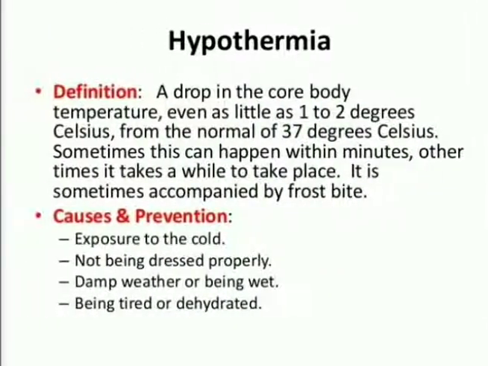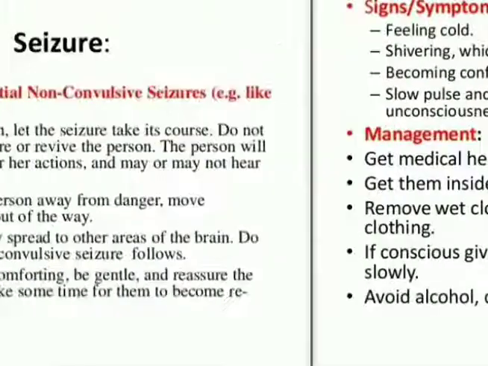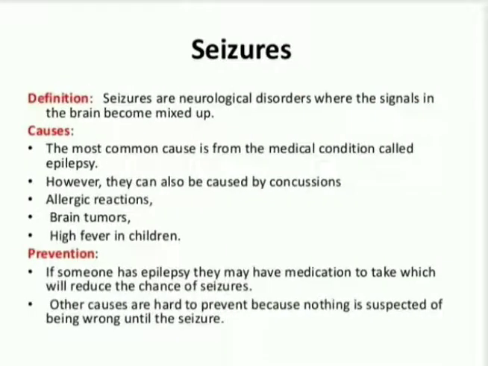This is hypothermia. Hypothermia means the body core temperature is 1 or 2 degrees lower than 37 degrees Celsius, which is considered a hypothermic state. And after that, seizures. What are seizures? It is a neurological disorder where the signals in the brain become mixed up. The most common cause is a medical condition called epilepsy. However, they can also be caused by concussions, allergic reactions, brain tumors, and high fever in children.